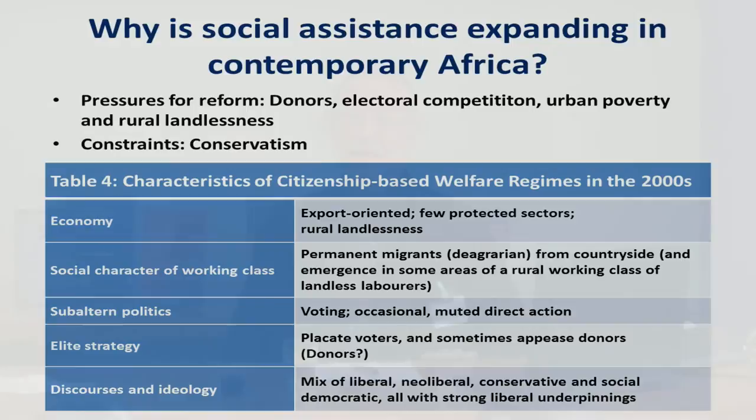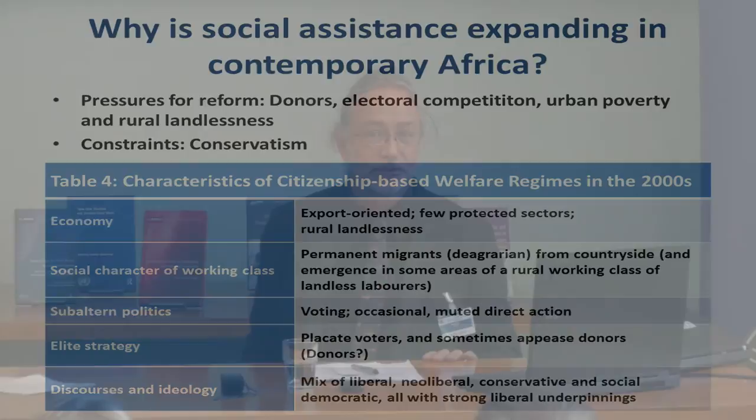Well, some of the pressures for reform are unsurprising. Donors. It's fair to say that across much of Africa, the social assistance reform agenda has been driven heavily by donors. So donors have been an important factor here. Donors meaning both the bilateral ones, the German GTZ, the DFID from Britain, and so on, but also the multilateral agencies, the World Bank, ILO, and so on.